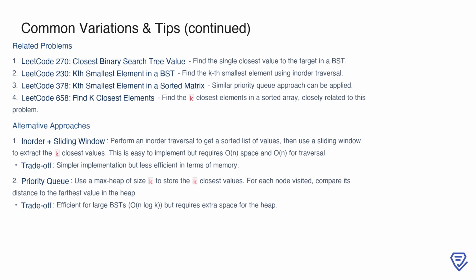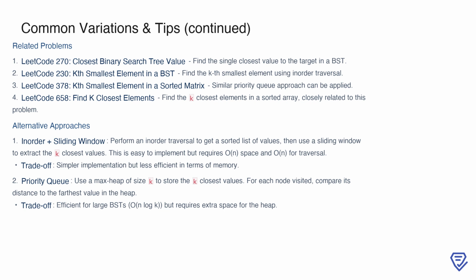Alternative approaches to solving this problem can also provide valuable insights. One such method is the combination of an inorder traversal with a sliding window. This involves generating a sorted list of values through traversal and then using a sliding window to extract the k closest values. While this is relatively simple to implement, it requires O(n) space and O(n) time for traversal, making it less efficient for large trees.